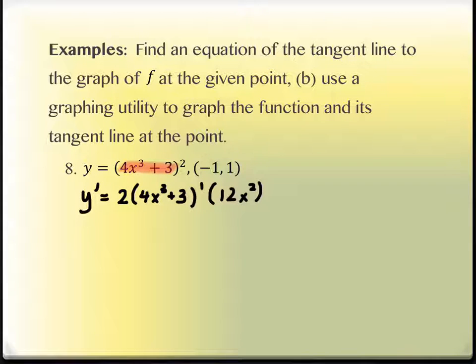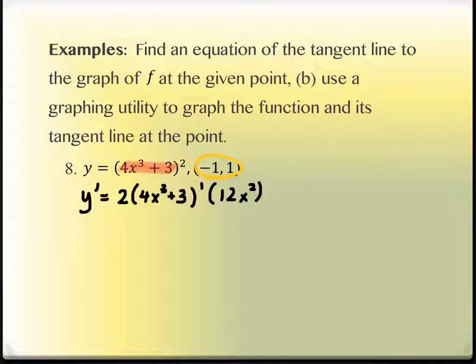Okay, is everybody good with that? Okay, so this is one of those ones where if you weren't being told you're finding a tangent line, you would definitely multiply this out, clean it up, correct? But we're supposed to be finding a tangent line at a very specific location, (-1, 1). That is x equals -1.